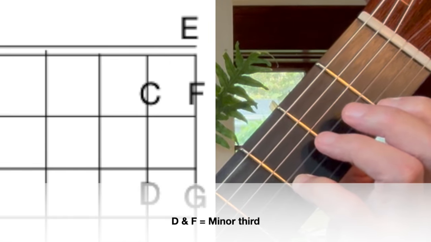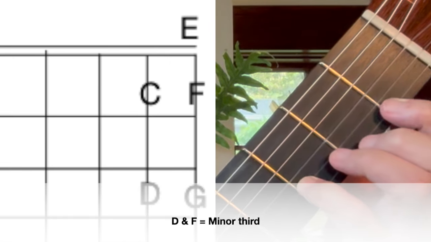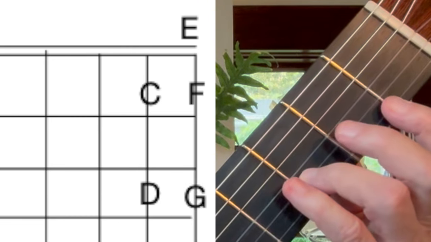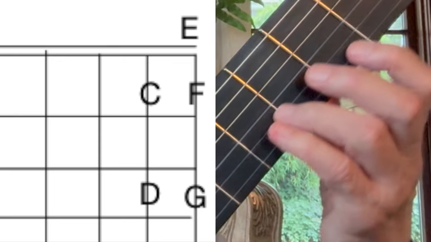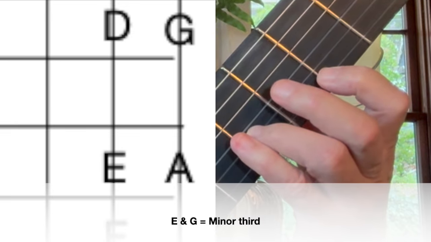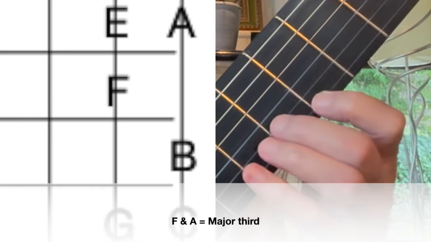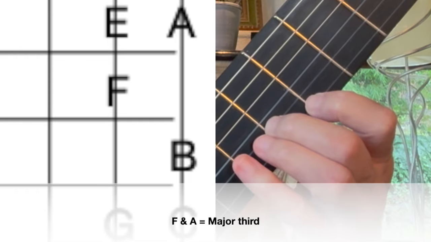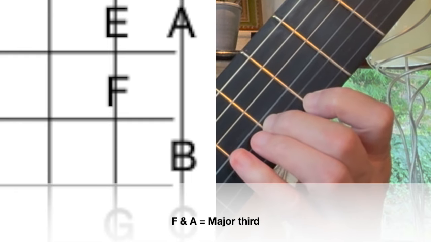That's D and F. That's a minor third. Notice the shape difference can be done with 1 and 3 or 1 and 4. Move it up 2 frets. E and G. Move it up 2 frets. And now I've got the note F and A.